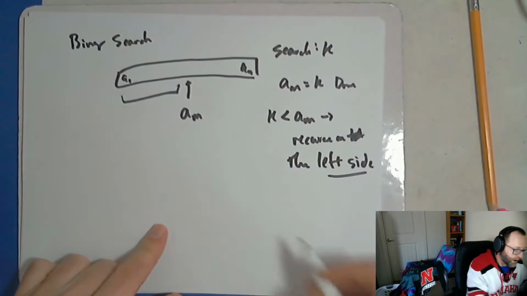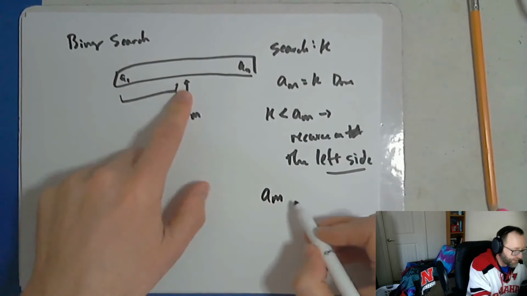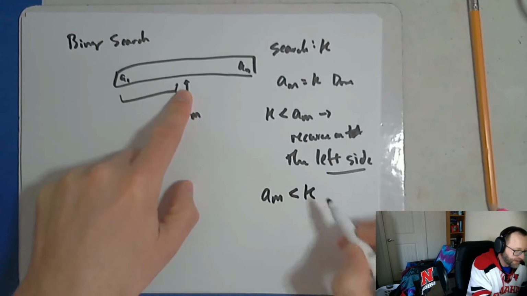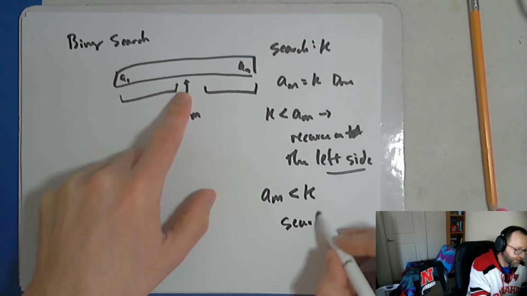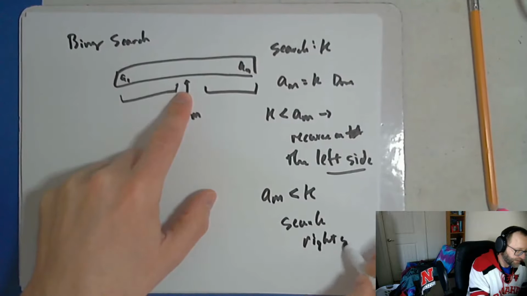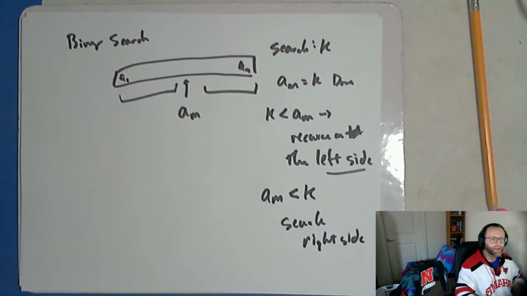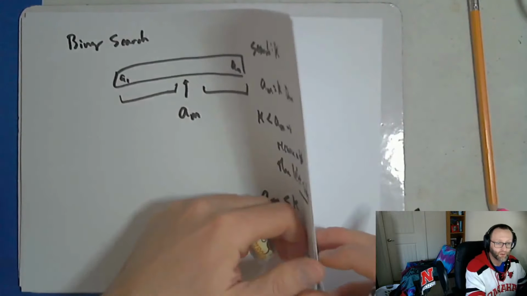Otherwise, if the element in the middle here is less than the key that we're searching for, then we know that it's on this side, so we'll search the right side. This suggests that we can write a simple recursive algorithm. Now, usually when I cover binary search in, say, CS1, I don't even bother with the recursion, because you can very easily use a while loop and avoid recursion entirely. But for the purposes of this presentation, let's look at what the recursive version of this looks like.